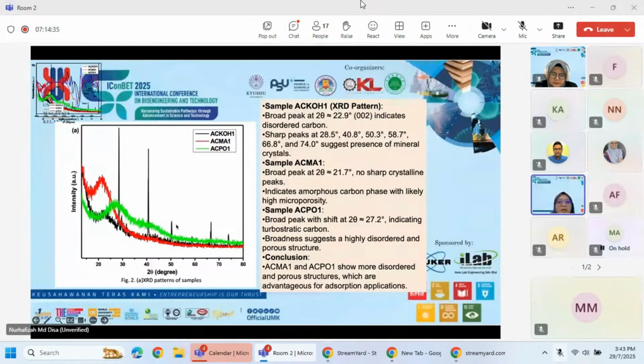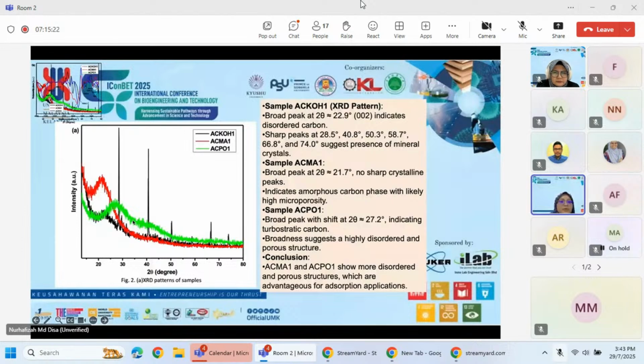However, the ACMA1, the red color one, features a pronounced diffraction peak around a low 2 theta, like 21.7, with no distinct crystalline peaks, indicating the predominance of an amorphous phase with a probable high microporosity. Meanwhile, for the ACPO1, the green line shows a broad peak with a small shift at 27.2, which corresponds to turbostratic carbon. So the broader peaks observed in ACMA1 and ACPO1 indicate a more disordered and porous carbon structure, which is typically beneficial for adsorption applications.